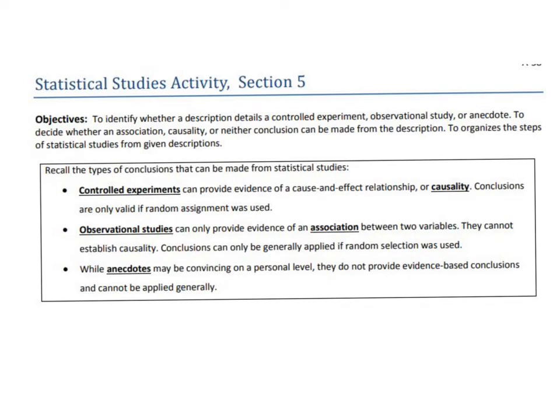Okay, this page is basically the information that we just went over. Controlled experiment definition, the observational study definition, and the anecdote definition again. So feel free to read through those again, but it's the same thing we did on the previous page.